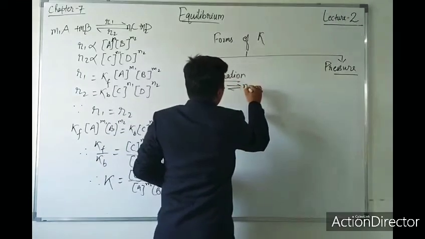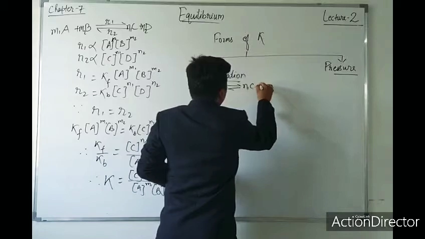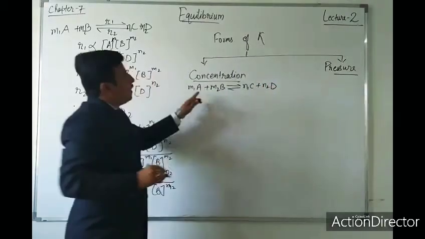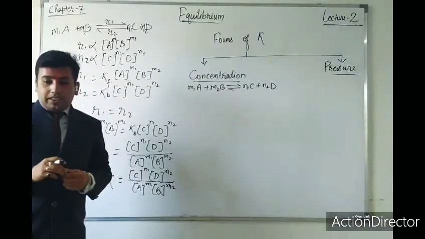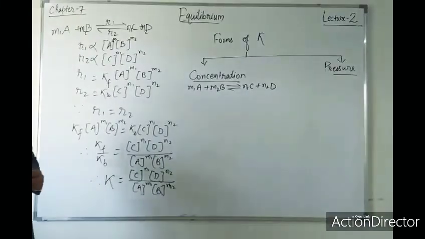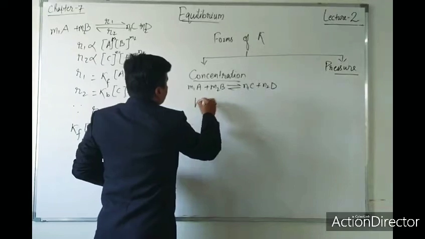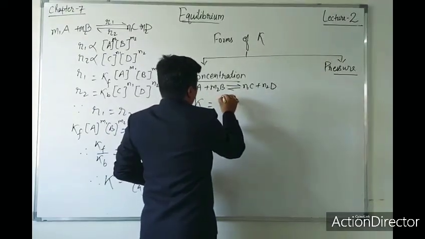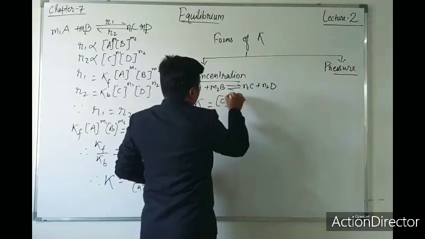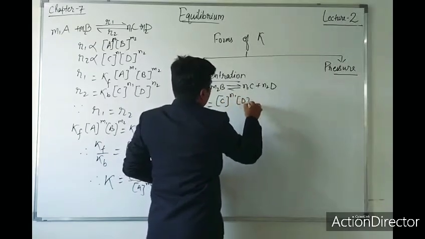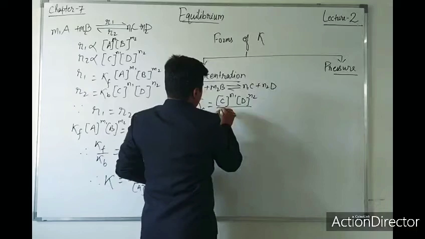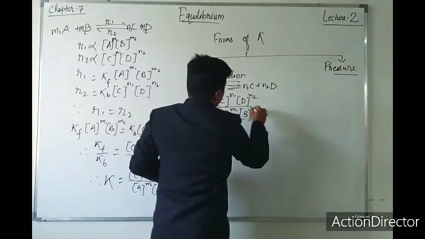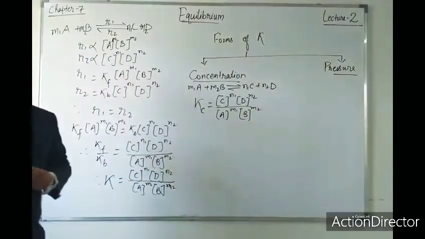This is an equilibrium reaction, as we have seen here. Correct? So if I want to find the concentration of this reactant, what will be the value here? Can you tell me what the concentration constant will be? Here it will be the concentration of the product upon the concentration of the reactant. Right? This is the concentration constant.